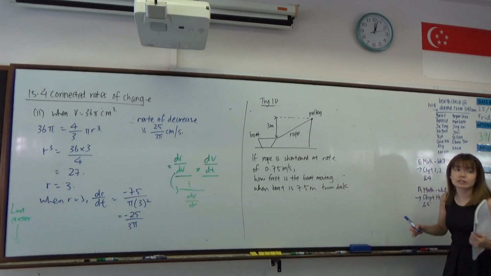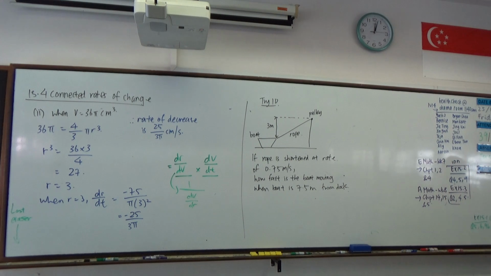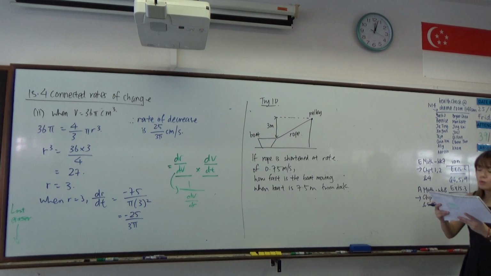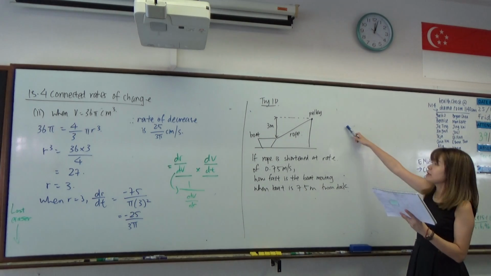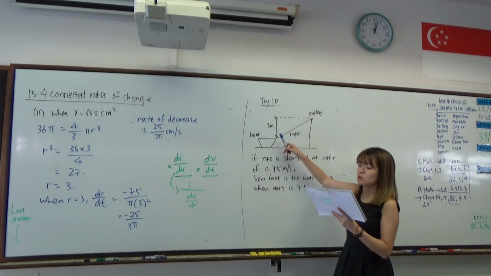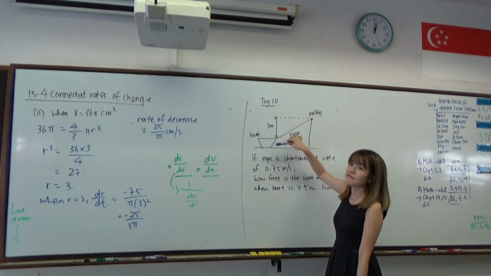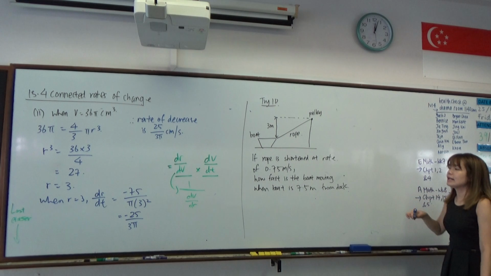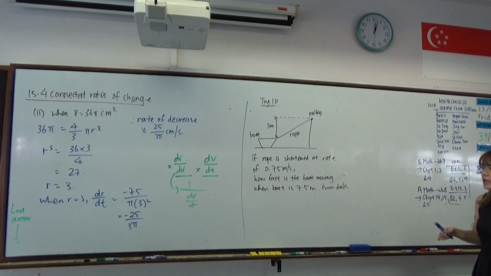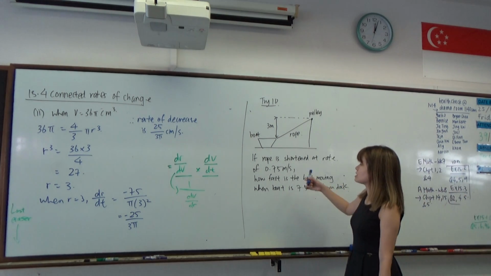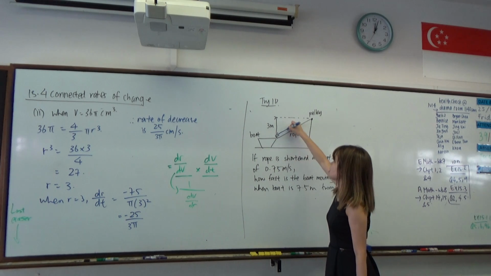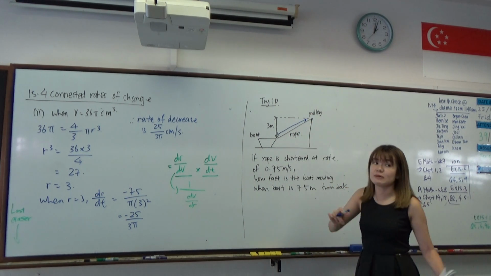Okay, let's look at this question. This question is talking about a boat being pulled to the dock by a rope attached to a pulley on the dock. It says that the vertical distance between the pulley and the boat is 3 meters. So this distance itself is 3 meters. Then it says that the rope is shortened at a rate of 0.75 meter per second. So that means it is this distance over here that is being shortened.